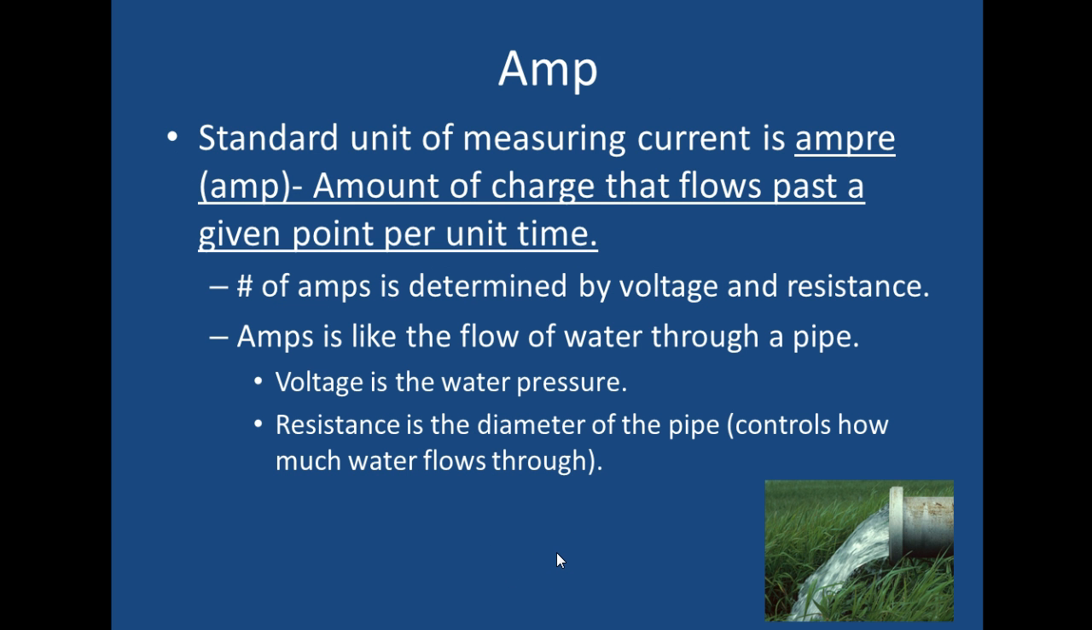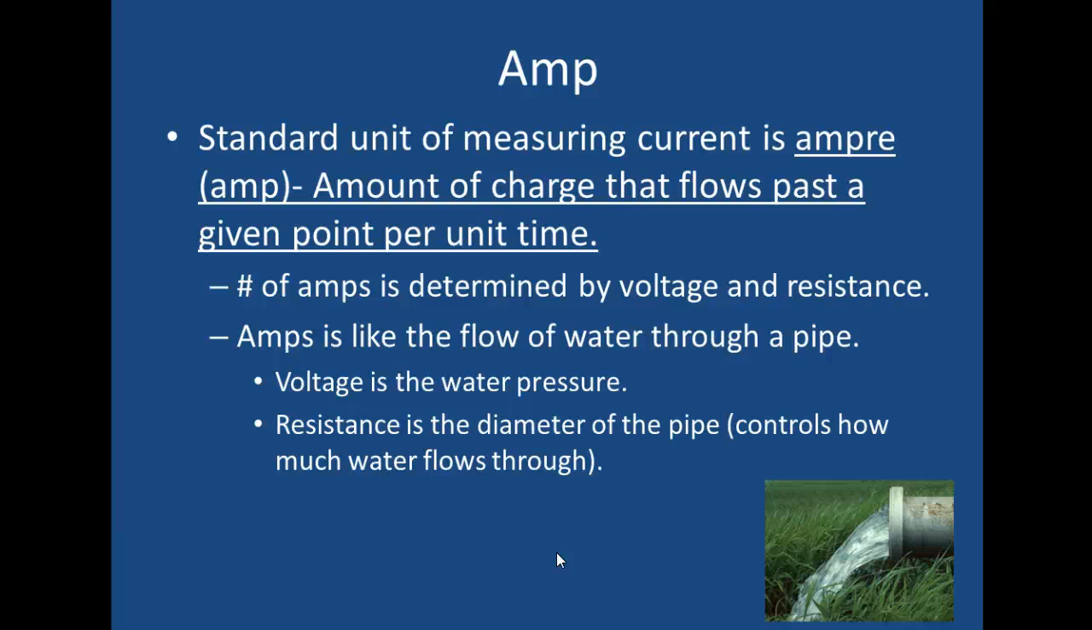An amp is the standard unit of measuring current. It's the amount of charge that flows past a given point per unit time. So it's kind of like if you're at the finish line, in an hour, how many charges, how many electrons, how many people, how many cars go by you in an hour. Okay? Amps is determined by two things, by voltage and by resistance.